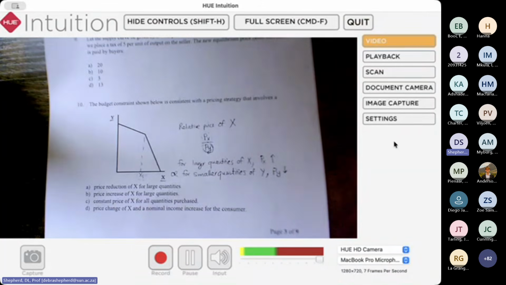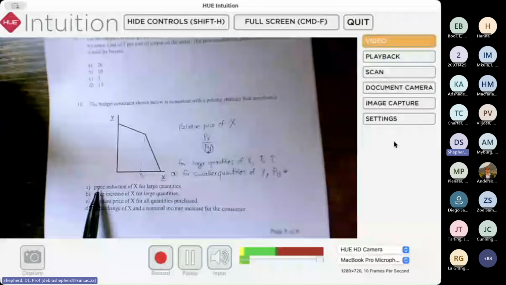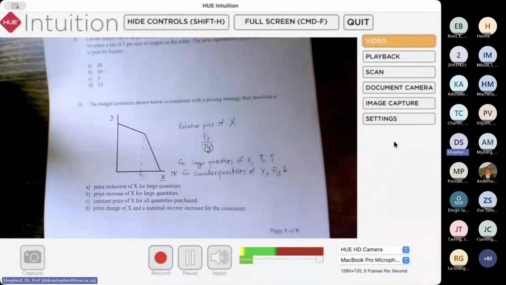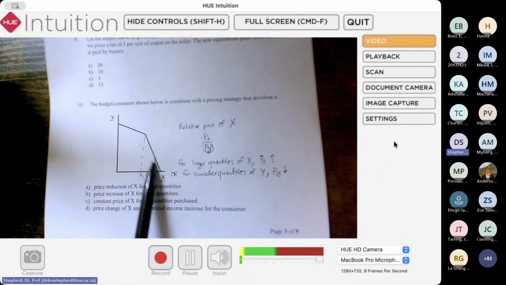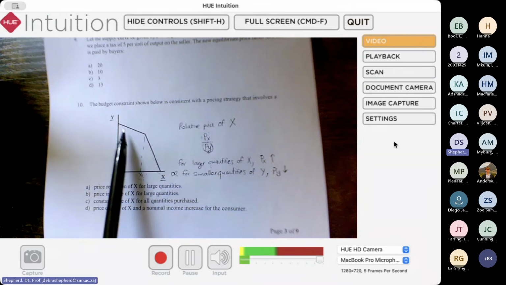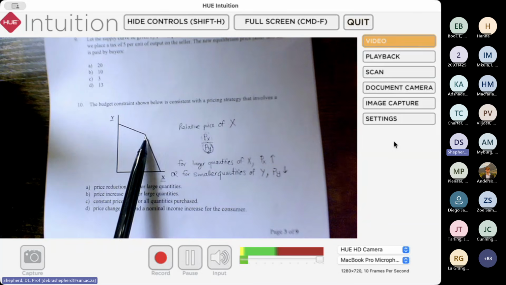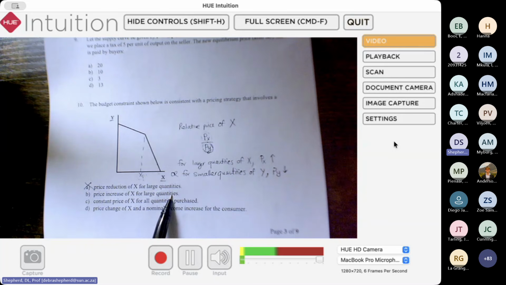A says there is a price reduction of X for large quantities. If that was true, if for large quantities of X, X became cheaper, this line wouldn't get steeper. That line would get flatter because the slope of this line is Px over Py. And so Px getting smaller would make the slope smaller, and so it would make this budget line flatter at high values of X. So A can't possibly be right. B, a price increase of X for large quantities. Yes, that is one of the reasons why the budget constraint could look this way.